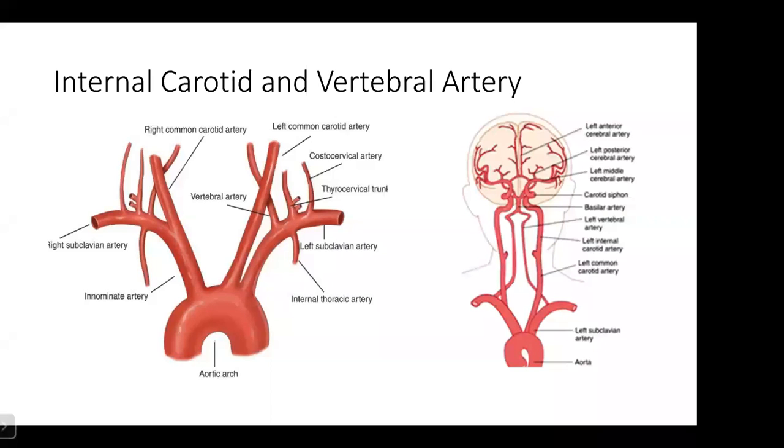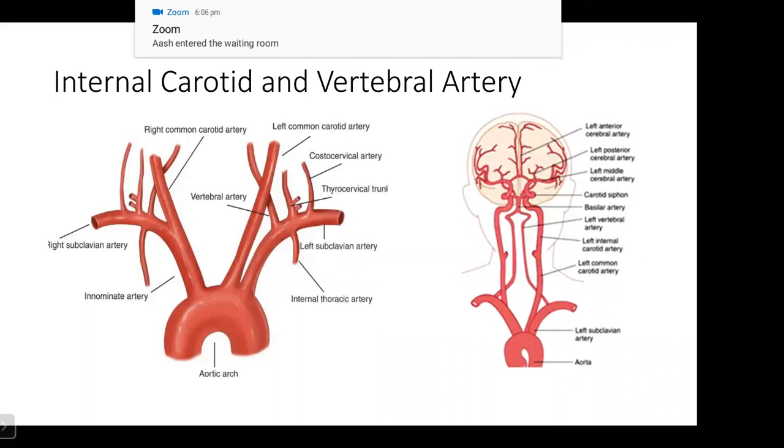Similarly, the posterior circulation is formed by the vertebrobasilar system. The right and left vertebral arteries arise from the subclavian artery, which lies medial to the anterior scalene muscle. Then they ascend along the posterior aspect of the neck through the holes in the transverse processes of cervical vertebrae, known as foramen transversarium. The vertebral artery enters the cranial cavity by the foramen magnum.